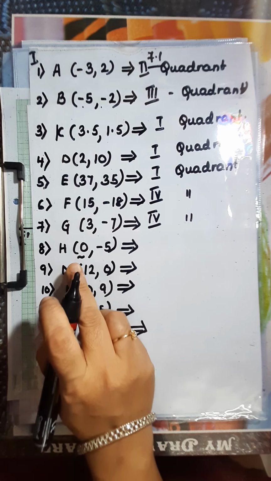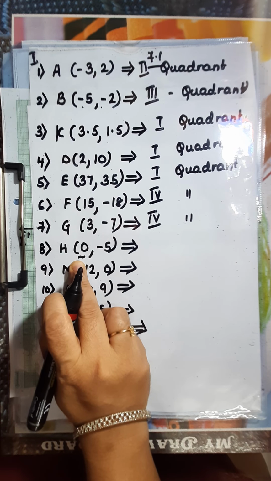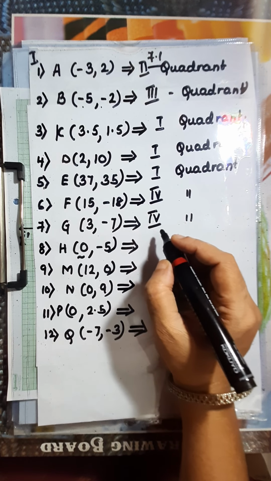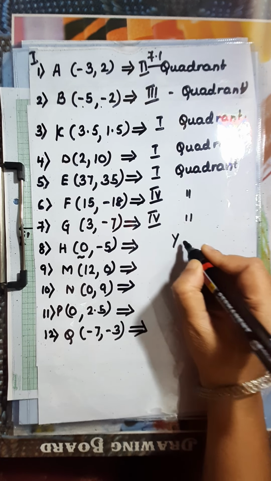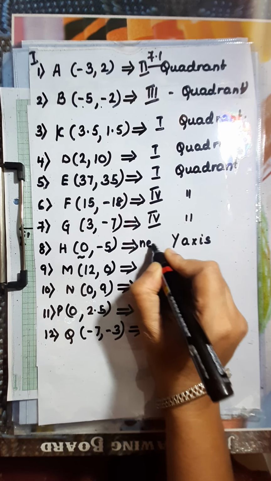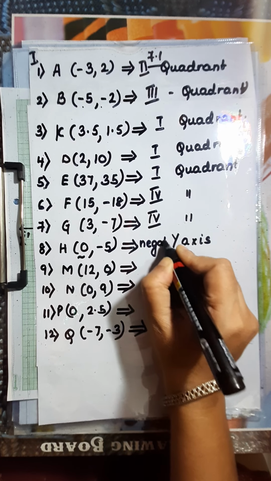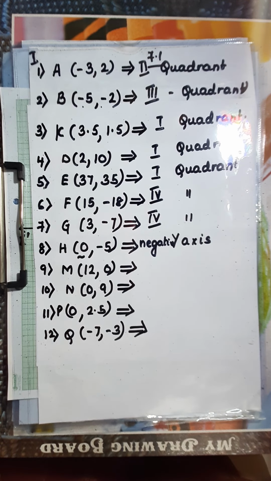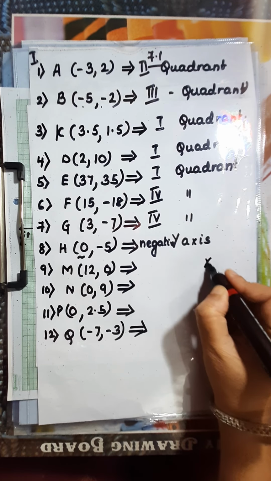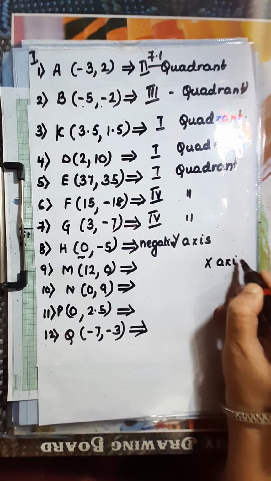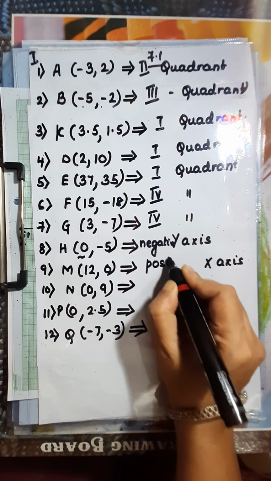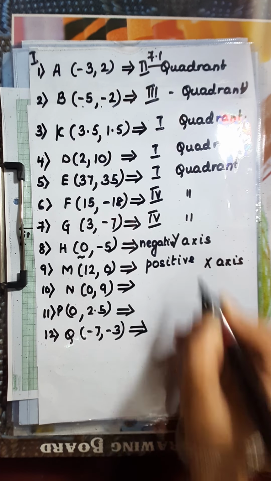Now see here, we have this 0, correct? Now if x is 0, then it lies on the y-axis. If you want to be more precise, you can write negative y-axis. Not necessary, but you can write it. 12 and 0, this is the x-axis, because y is 0, it lies on the x-axis, so this is positive x-axis. Not necessary, but you can write if you want to.